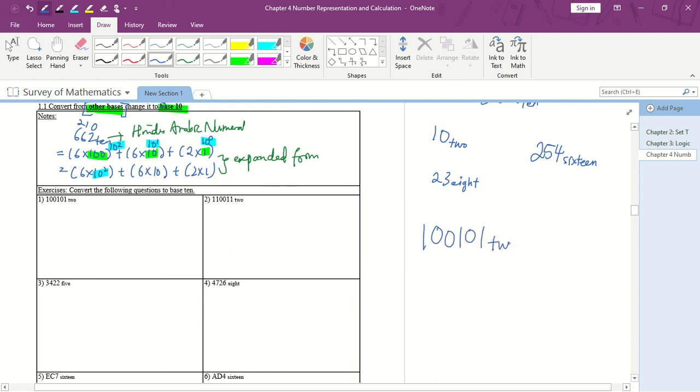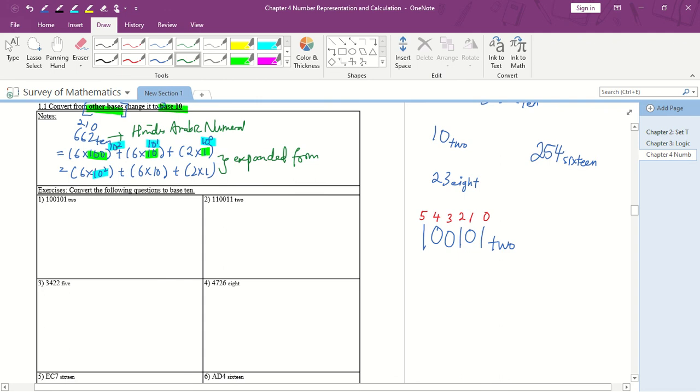100101 with the base of 2. Again, remember, if this is base 2, the numbers involved are only 1 and 0. And remember just now I told you, we just put the numbers up here: 0, 1, 2, 3, 4, 5. Okay, that's all.